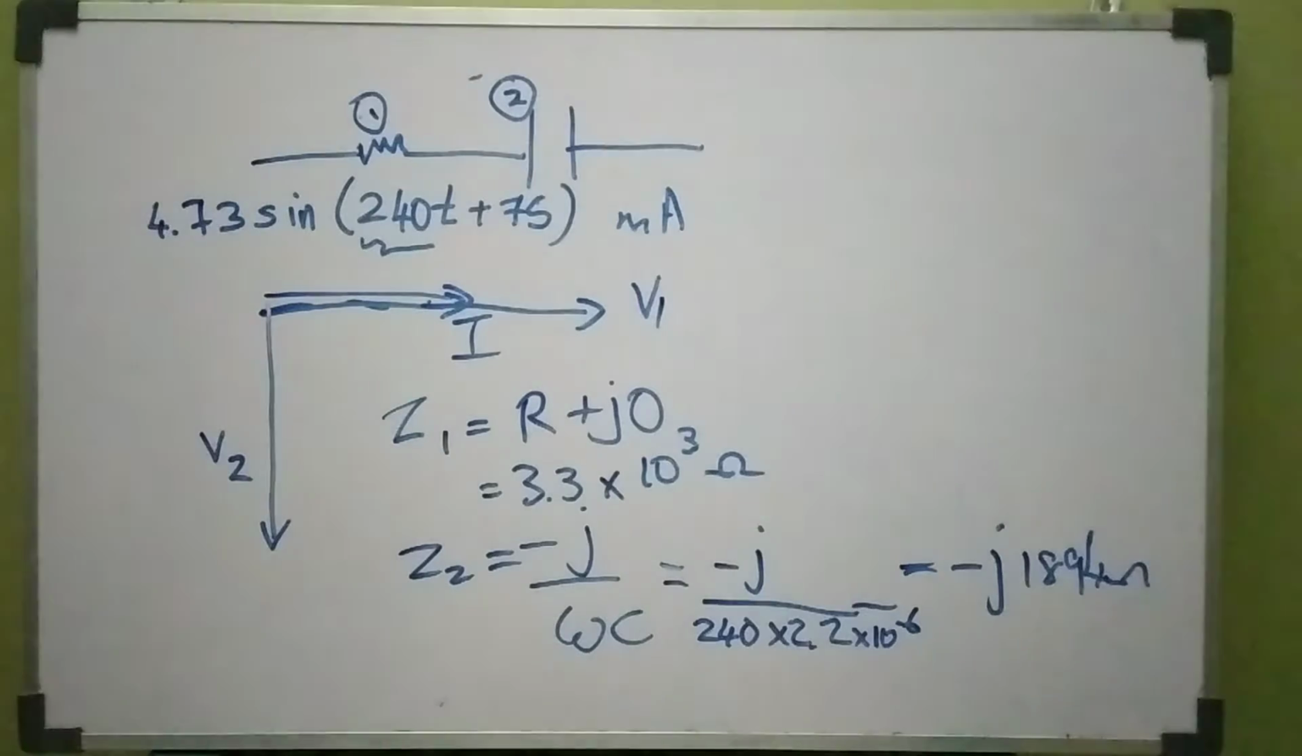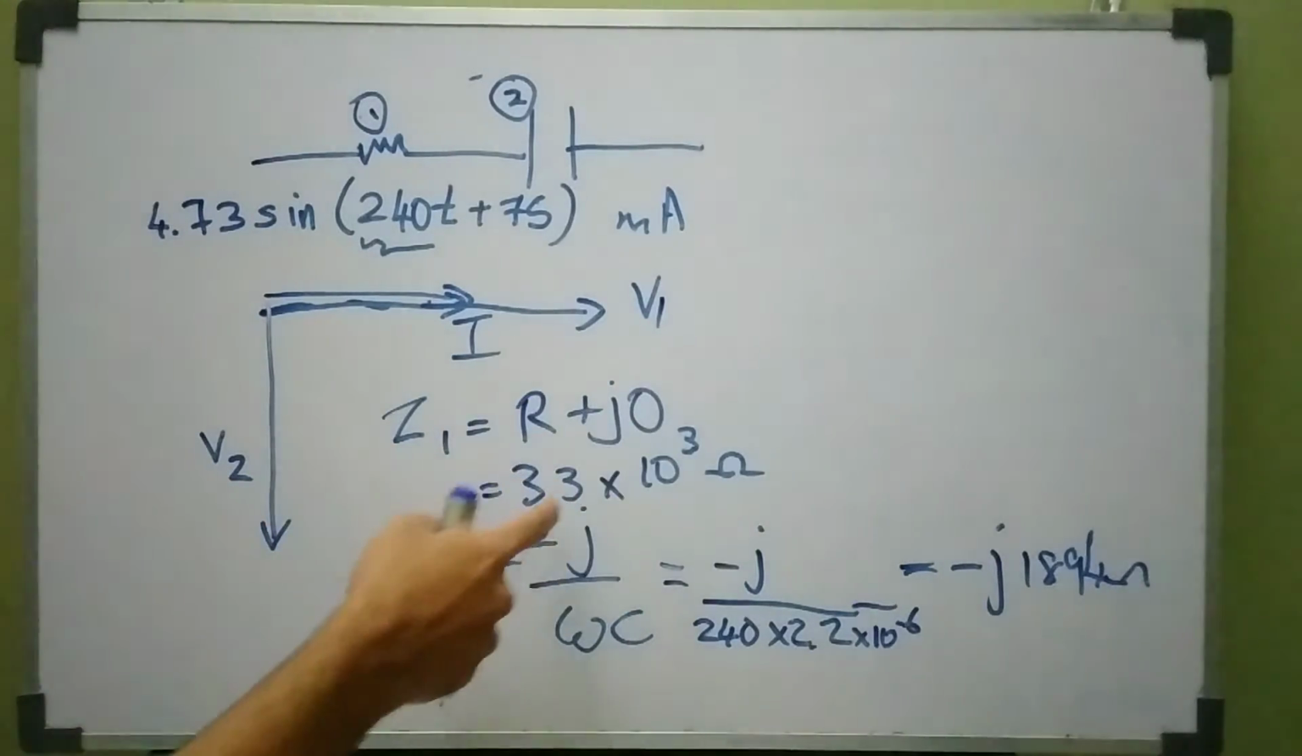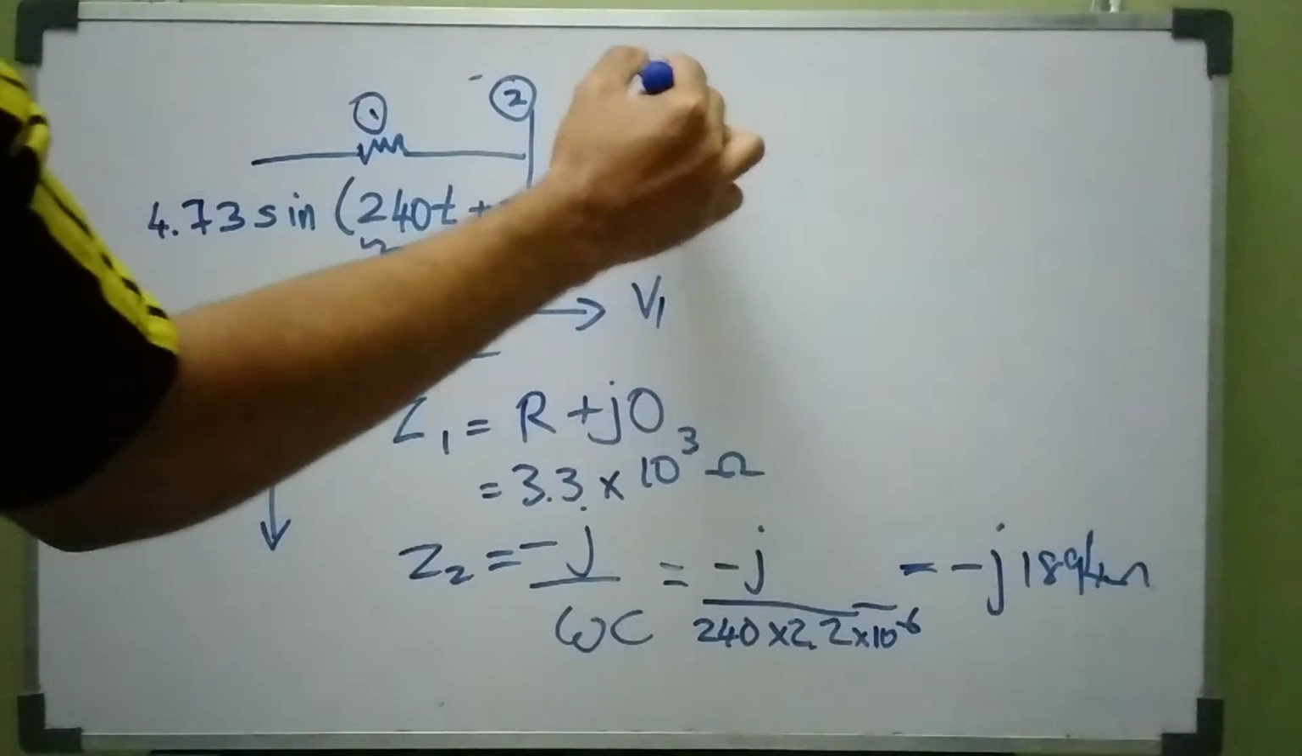But I need to find the total impedance. As I already mentioned, for finding the total impedance of a series circuit, we need to add both. If we have 3 impedances or 3 circuit elements, we need to find the impedance for each element, and add those 3. However, we have been given 2 elements, so we need to add these 2, Z1 plus Z2. If I add this, Z1 is only having the real part, so it would be very easy for me.